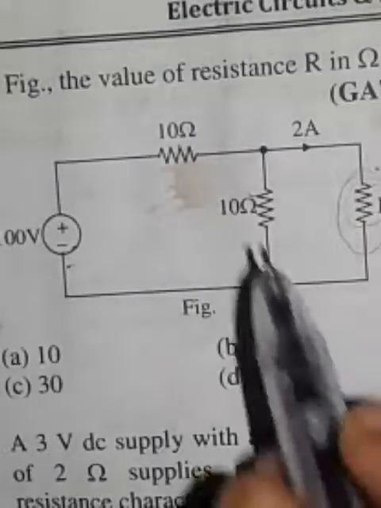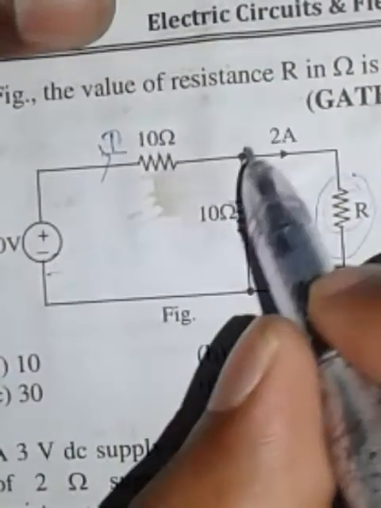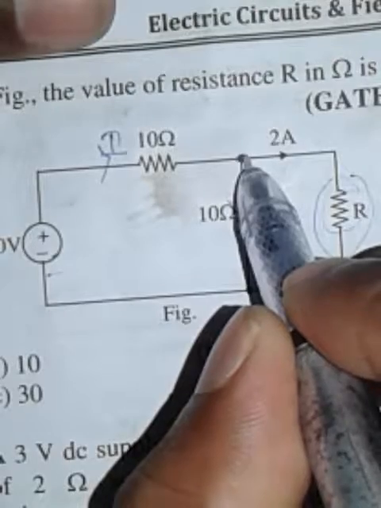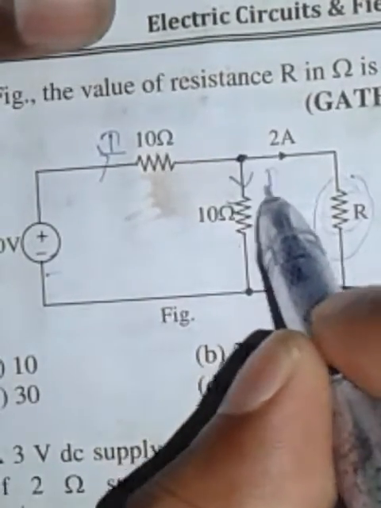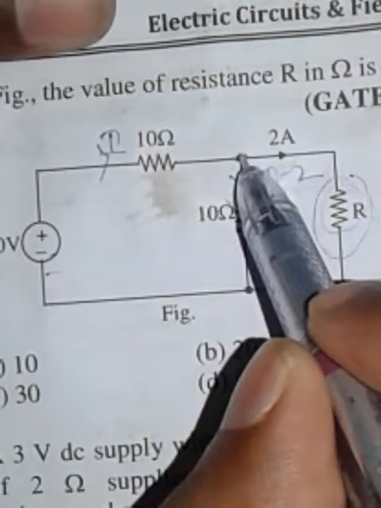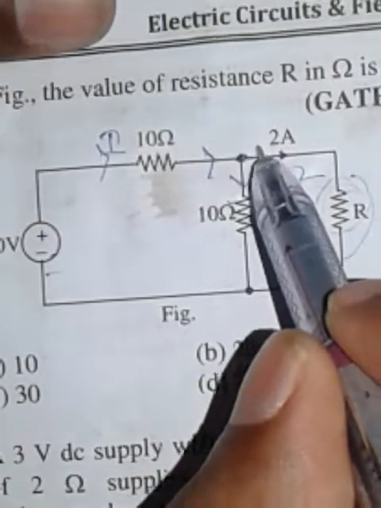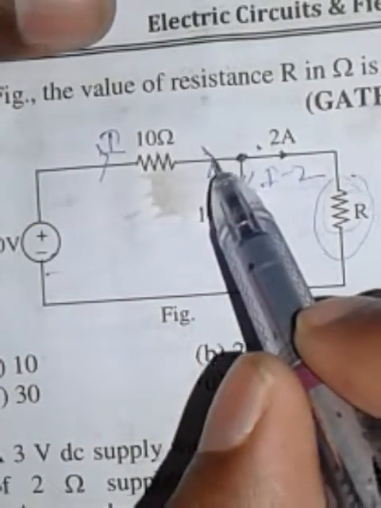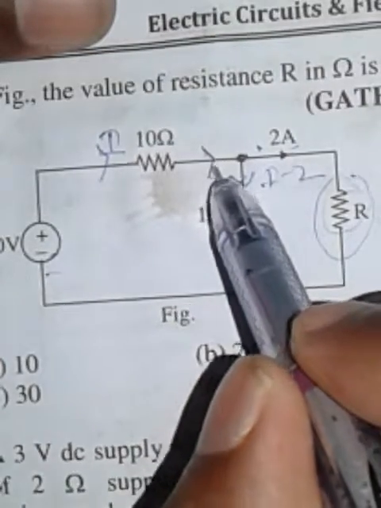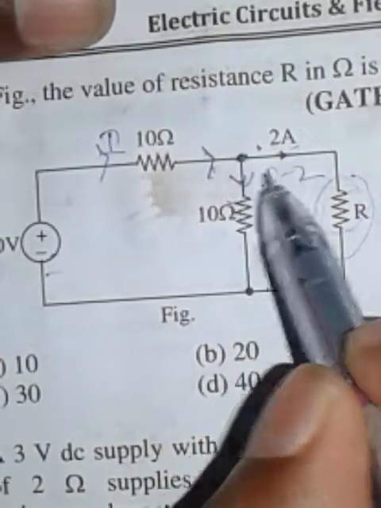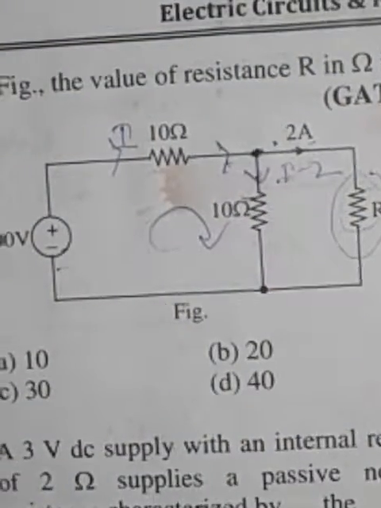Let us consider the current along this to be I ampere. Apply KCL here. Two currents are leaving and this one is coming in, so the sum of these two will be this one. This is I and the outgoing is 2, so this one will be I minus 2. Apply KVL here and we easily get the answer.